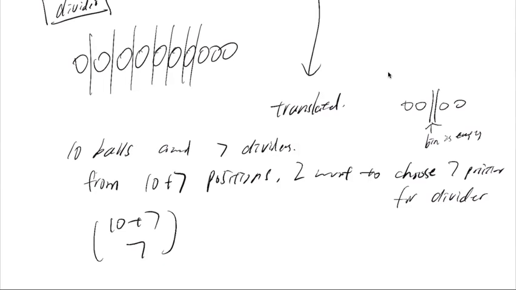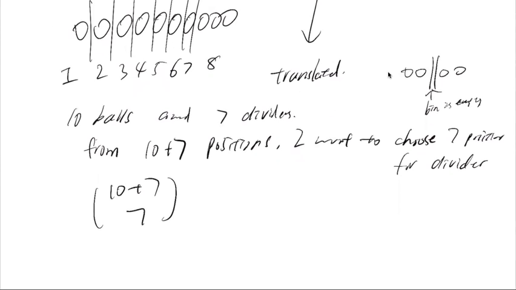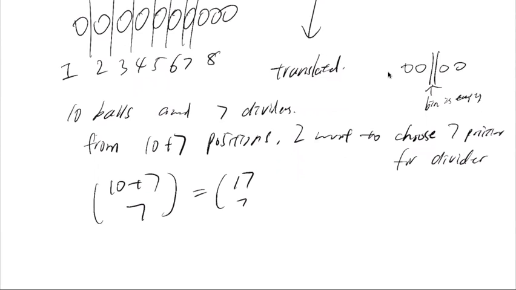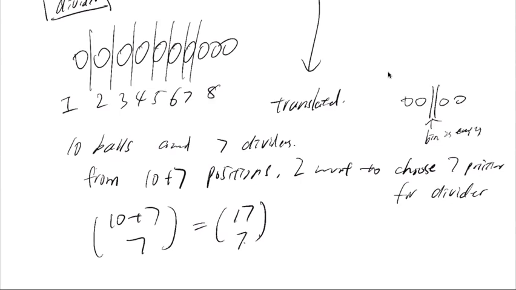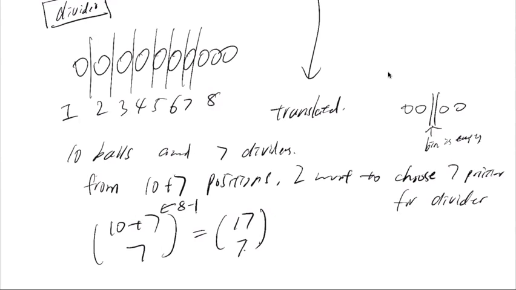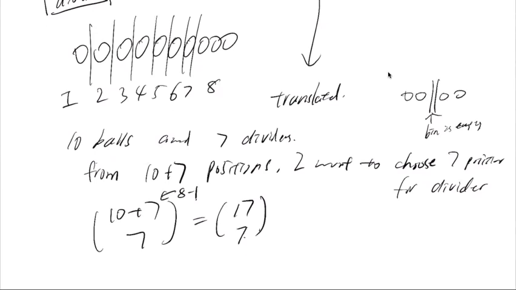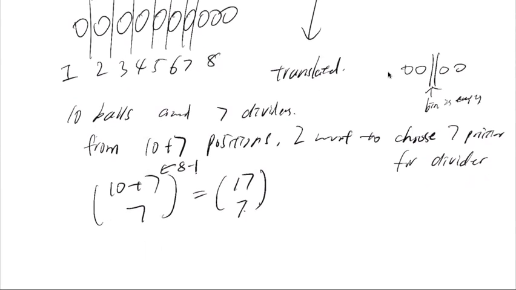Any 2 dividers determine a bin. So with 7 dividers, this would be bin 1, 2, 3, 4, 5, 6, 7, 8, because we have a total of 8 bins. So it's just 17 choose 7. Just remember that the 7 comes from 8 minus 1: for 8 bins, we only need 7 dividers to divide the space into 8 subspaces.